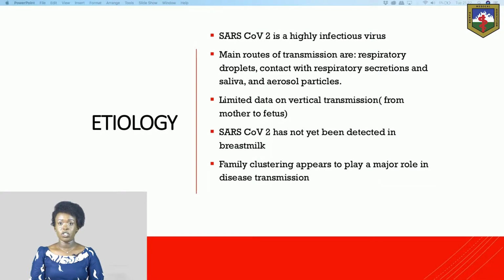A bit on the etiology of this virus. So SARS-CoV-2 is a highly infectious virus, and the main routes of transmission include respiratory droplets, contact with respiratory secretions, saliva and aerosol particles. There's limited data available on the vertical transmission, that is the transmission of the virus from the mother to the fetus.